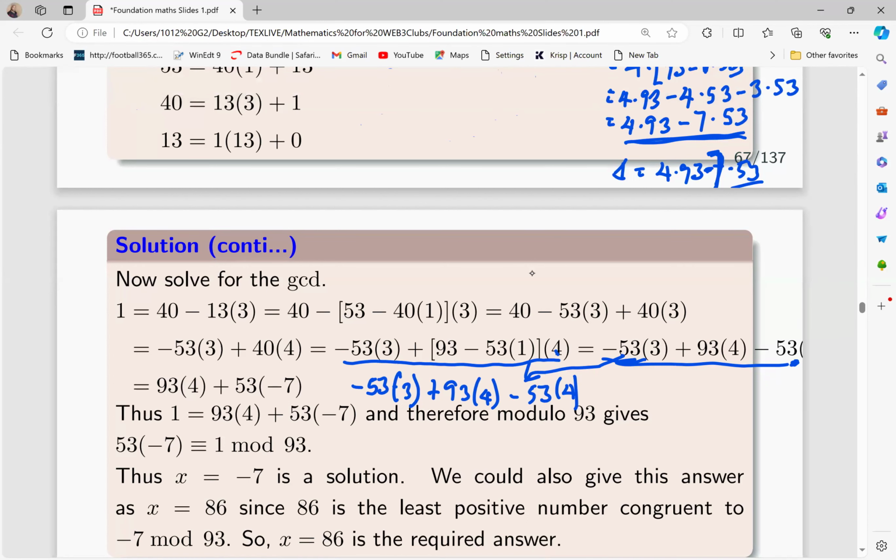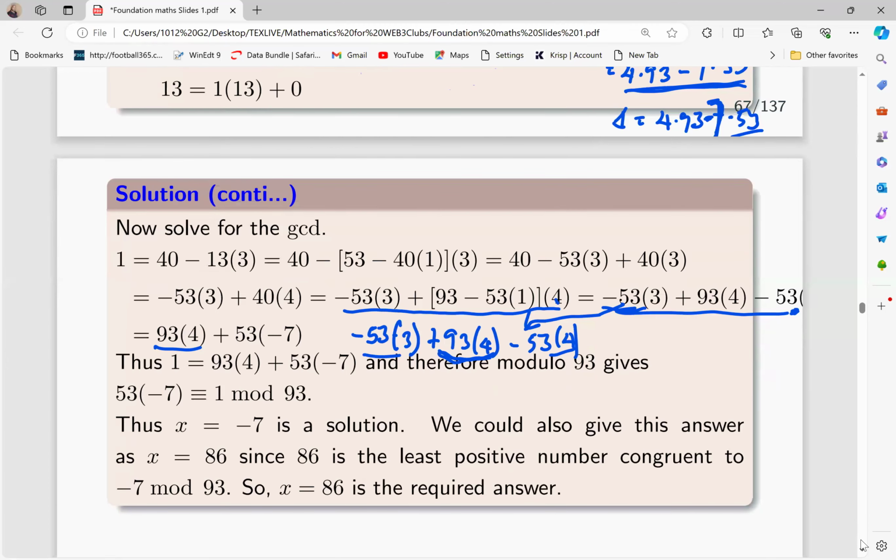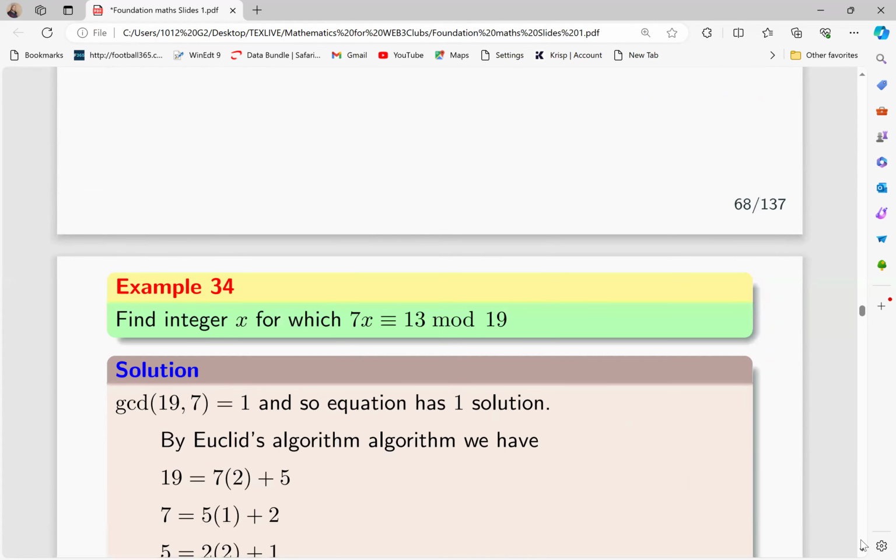Yeah, it's okay. Then from here, we now collect like terms, and we began by writing this term, which is 93 multiplied by 4. And then collect like terms here. Negative 4 plus negative 3 will give us negative 7, and then multiply by 53. This one was at the end of the margin, so we've now written it properly. Let's look at this other example.